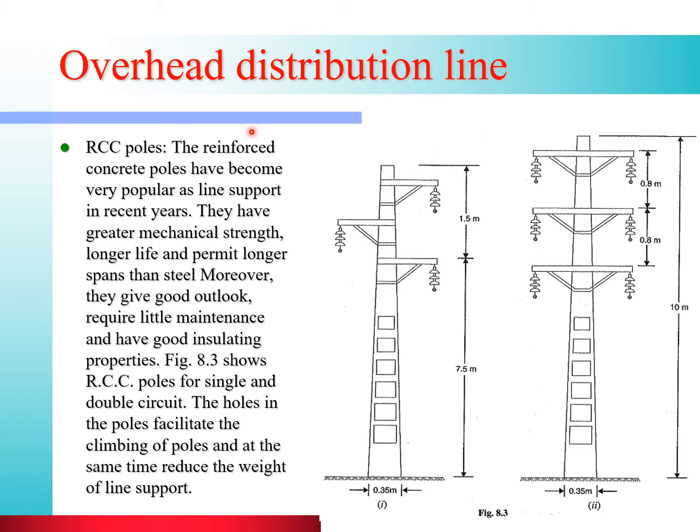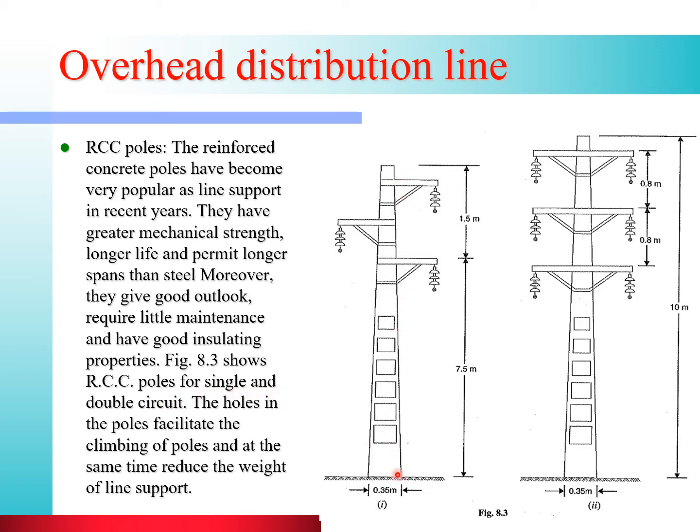Next we will see the overhead distribution lines using the RCC pole. RCC means reinforced concrete pole, as seen in the diagram. This RCC pole is very popular in recent years. They have greater mechanical strength, longer life and permit longer span than steel. They give good outlook, require little maintenance and have good insulating properties. The figure shows the RCC poles for single and double circuit.